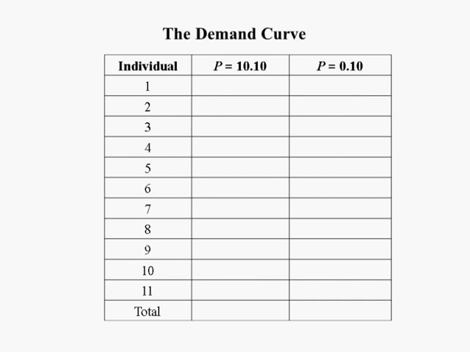So individual 1 will buy 0 when the price is high. When the price is low, the individual buys 15. Now individual 2 is a little different than individual 1. They'll buy 1 when the price is high. They'll buy 10 when the price is low. Individual 3 will buy none when the price is high, and only 2 when the price is low.